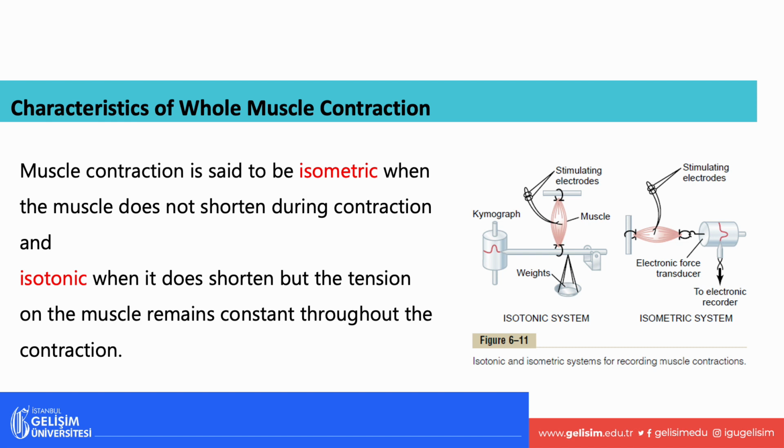Now, when we contrast this to isotonic contraction, it occurs when the muscle changes in length while maintaining a constant tension. And a good example of isotonic contraction is when you lift a weight during weightlifting. As you lift the weight, your muscles will contract concentrically, shortening and producing tension to lift that weight. As you lower the weight back down, your muscles will contract eccentrically, lengthening while still producing tension to control the movement.